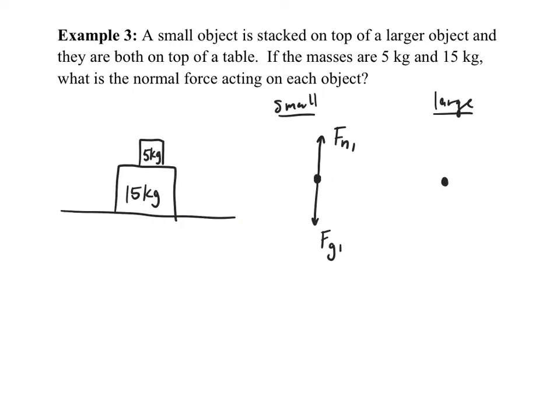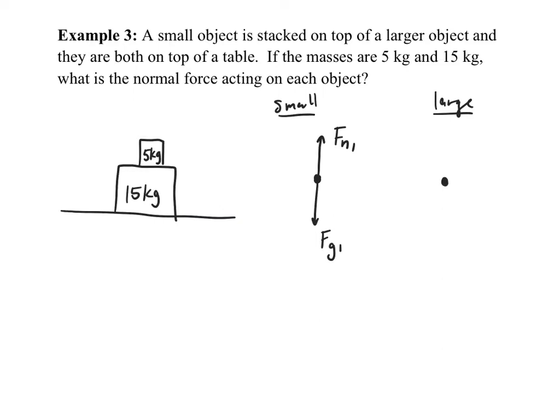So Fn1, I'm calling it 1 right now. Why do you think I'm using 1? Because there's going to be 2. That's the only time I denote 1 or 2 or A or B, if there are multiple parts. So the bigger box supports the smaller box with a normal force coming from the bigger box.